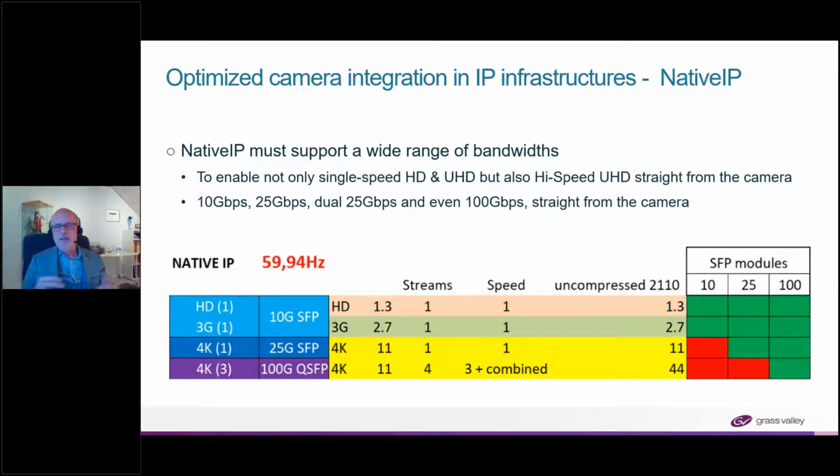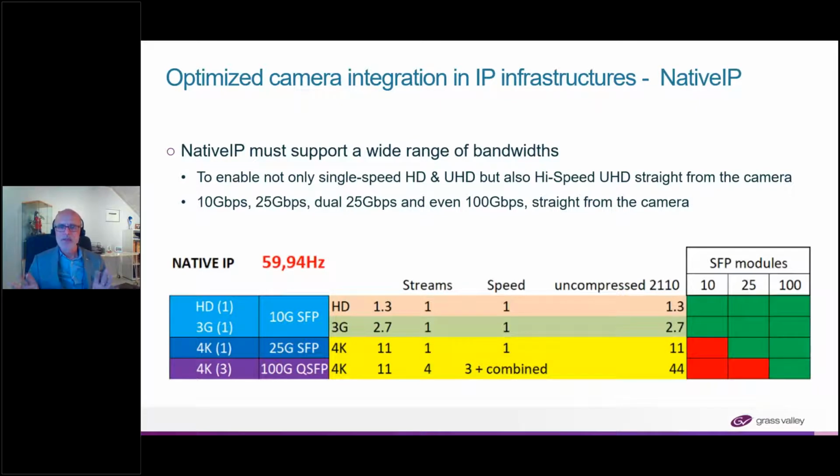In 3G, it's double of that, around 2.7 gig. But of course, UHD single speed already requires 11 gig. So an 11 gig stream would not fit into a 10 gig connection. So we would need to go to a 25 gig SFP. On the other hand, the camera supports also UHD with triple speed. And triple speed means you need to provide 4 streams: 3 times the 3 different phases plus the combined output for the live feed. So it means we have 4 times UHD uncompressed, meaning 4 times 11 gig. So in other words, we need 44 gig.